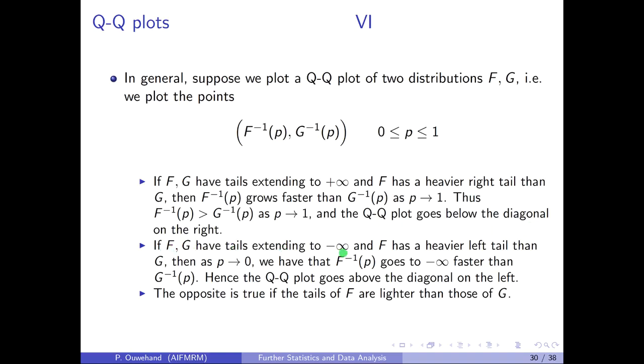Similarly, if f has a heavier left tail than g, then we see that the quantile function of f is decreasing faster than the quantile function of g, and therefore in this case the x-coordinate is smaller than the y-coordinate, and therefore the QQ plot goes above the diagonal on the left. The opposite is true if the tails of f are lighter than those of g.